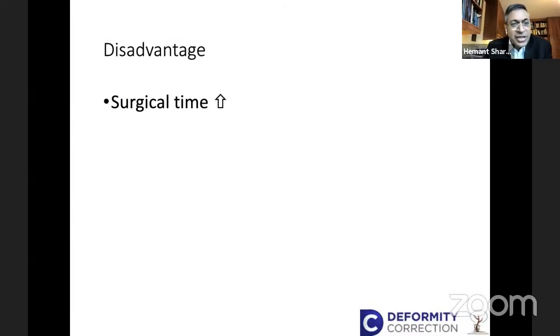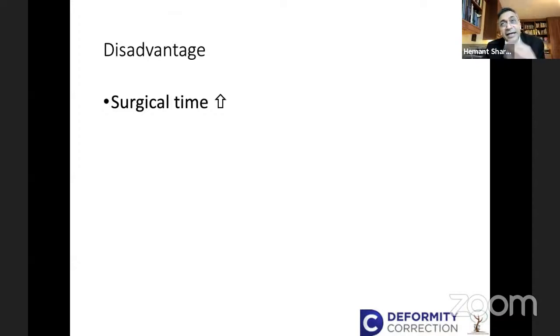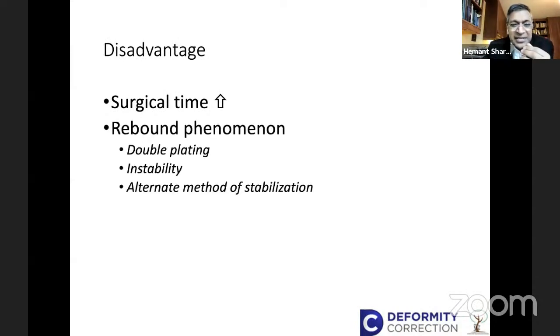Disadvantage: it takes more surgical time, but the accuracy is good. So surgical time is the side of compromise. If you're doing a 2-stage, then there is a second surgical procedure as well. There's a rebound phenomenon which happens if the muscles are strong. So you need to be careful sometimes, because your plate on its own, especially a single plate, may not be useful.